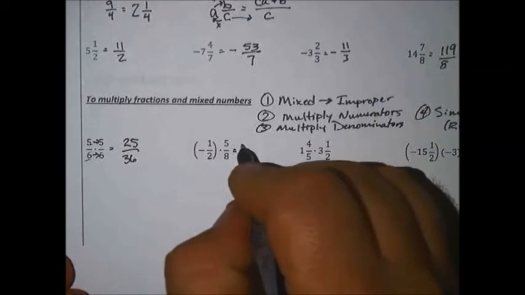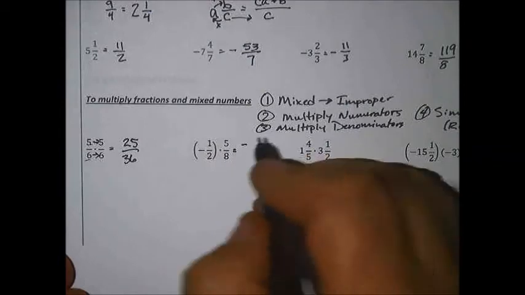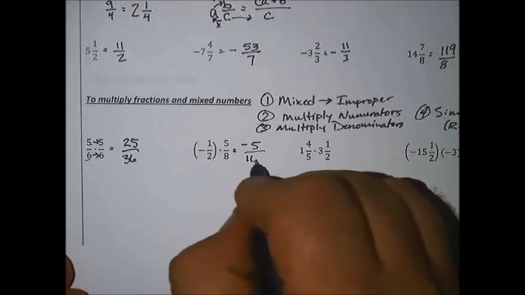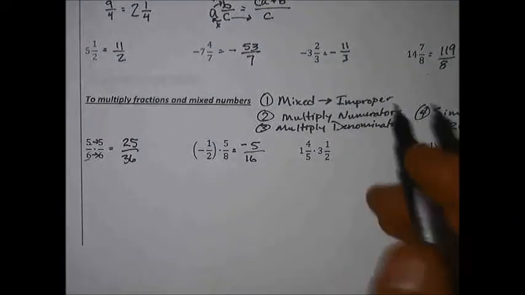Here we have a negative out in front. Only one of them. So my answer is going to be negative. 1 times 5 is 5. 2 times 8 is 16. Negative 5/16. Who knew? It's awesome.